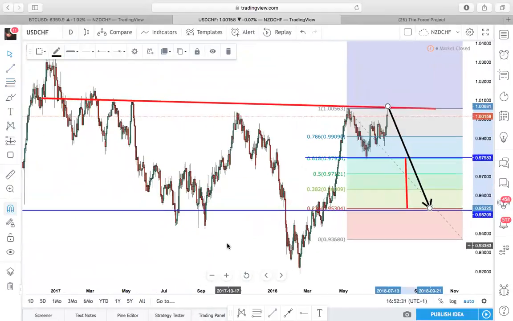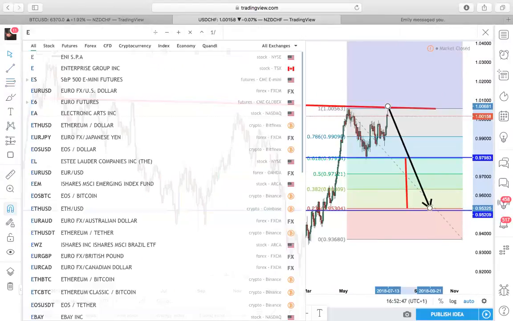So that's what I'm looking at with USD CHF, and I'm very, very confident in this trade. So I think I probably will send out a signal on this and just be cautious of it. I might even put a tight stop loss on it. Let's go to EUR USD.